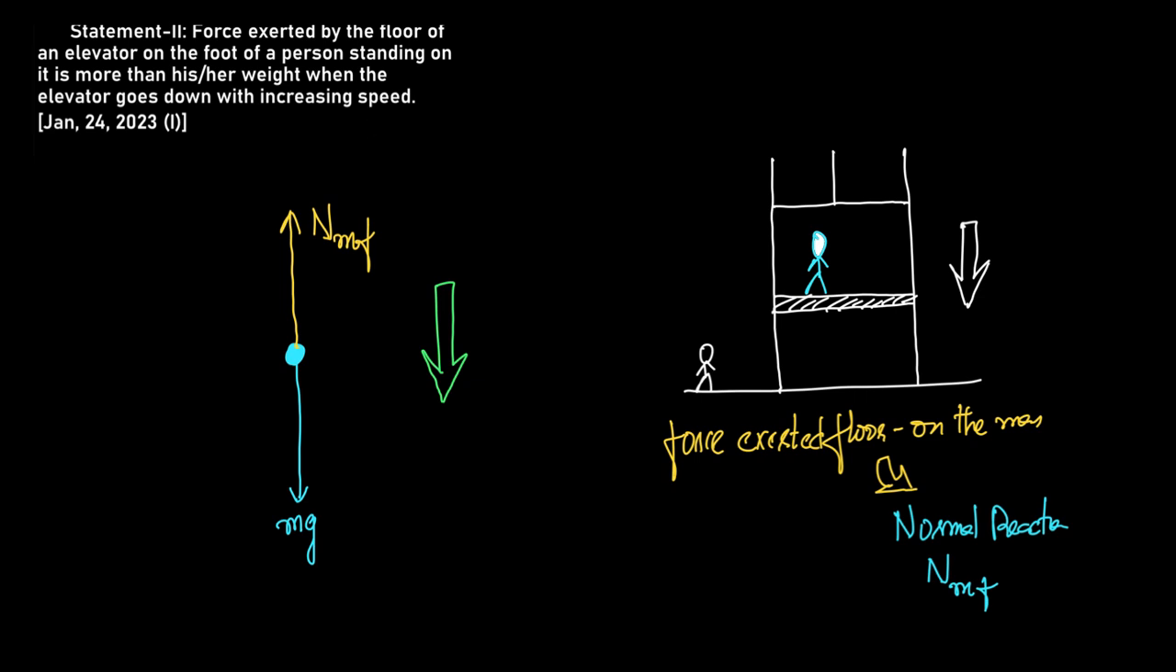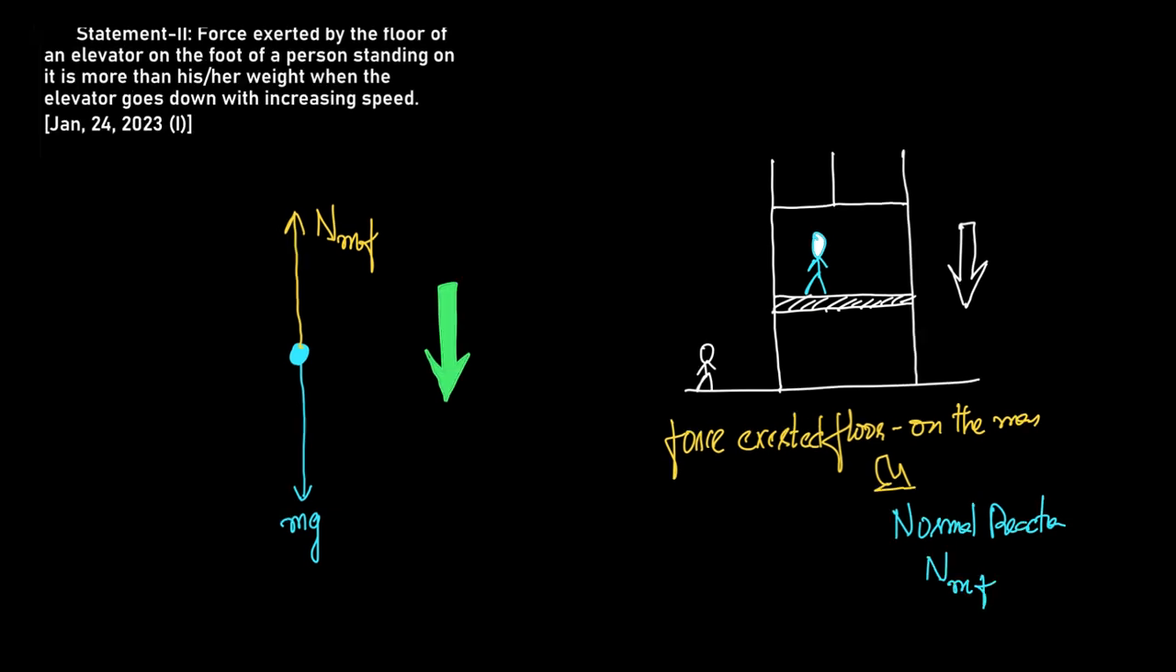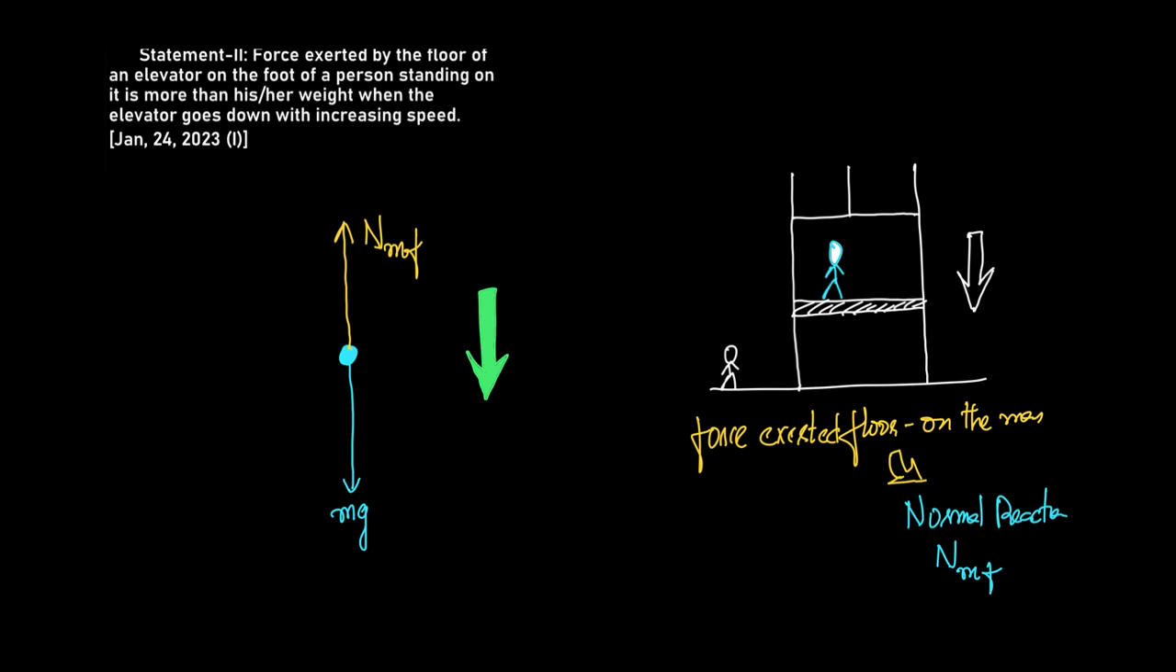Therefore, what is the net direction of motion? The net direction of motion is downwards. And since the net direction of motion is downward, we can write that sigma Fy is equal to m into Ay. And this time, can Ay be 0? No, because it is moving down with an increasing speed. Now, what is sigma Fy? How many forces are here? There are two forces which are present in this condition.